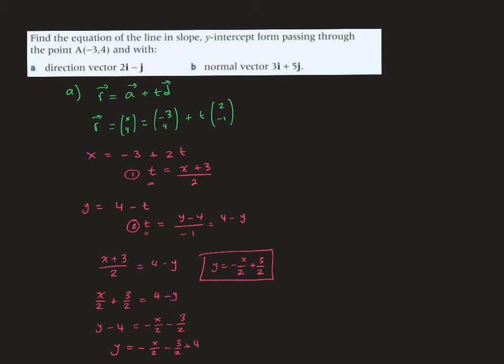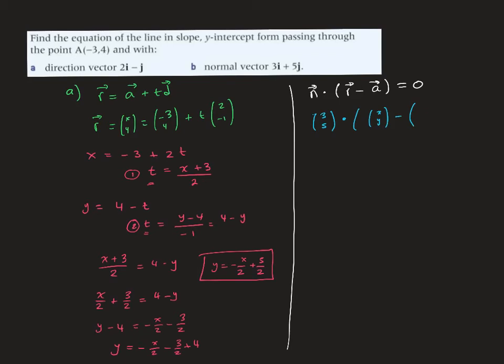Now to do B, we have to consider the other option, the other case. The other case was my normal vector dot r minus a equal to 0. So in this case, my equation should be, my normal vector is given by (3, 5), dot product with (x, y) minus (3, 4), which is the point that the line goes through, equal to 0.